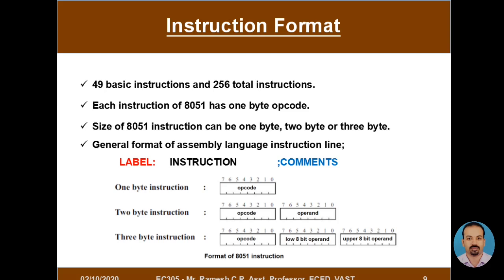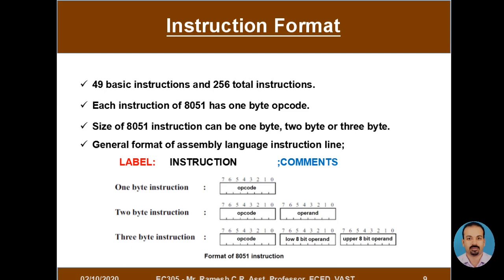So based on that you can have a maximum number of instructions given by 2 raised to 8, that is 256. In our 8051 we have 49 basic instructions which can be expanded so that the entire 256 combinations are utilized. You can also see that the size of the 8051 instructions can be 1 byte, 2 bytes, or even 3 bytes.